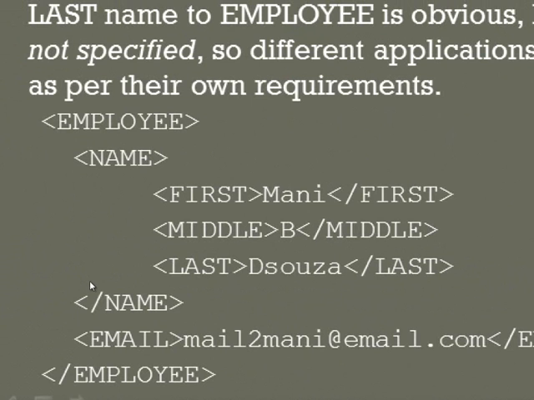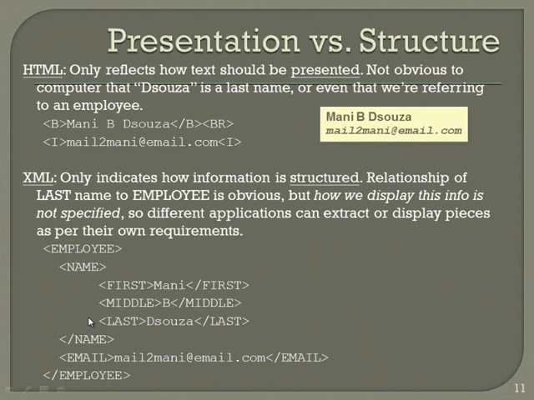So here we are structuring the data. We say that this is the first name, this is the mid name, this is the last name, this is email ID. Everything is put in the tag. You notice that those tags are not the same as the HTML tag. Why are they not the same? Because XML is extensible. I am free to use my own tag.